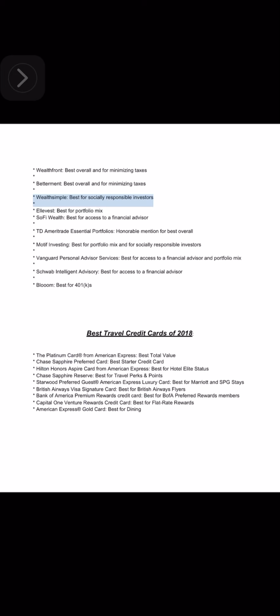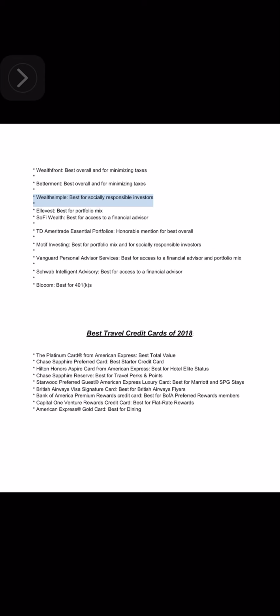Best travel credit cards of 2018. The Platinum Card from American Express, best total value. Chase Sapphire Preferred Card, best starter credit card. Hilton Honors Aspire Card from American Express, best for hotel elite status. Chase Sapphire Reserve, best for travel perks and points. Starwood Preferred Guest American Express Luxury Card, best for Marriott and SPG stays. British Airways Visa Signature Card, best for British Airways flyers. Bank of America Premium Rewards Credit Card, best for B of A Preferred Rewards members. Capital One Venture Rewards Credit Card, best for flat rate rewards. American Express Gold Card, best for dining.